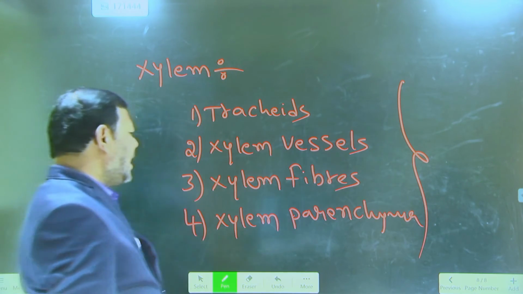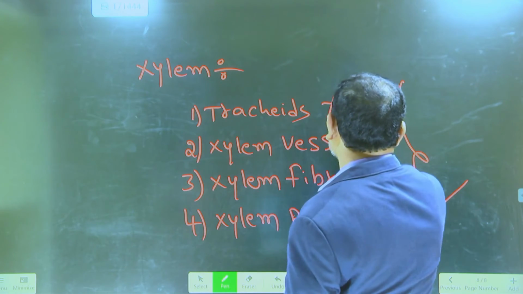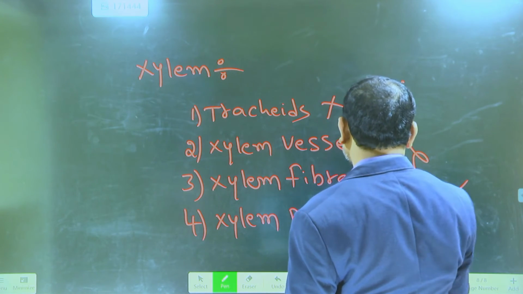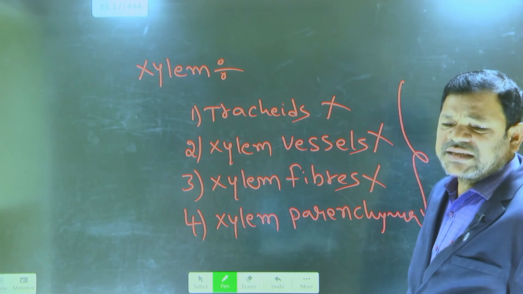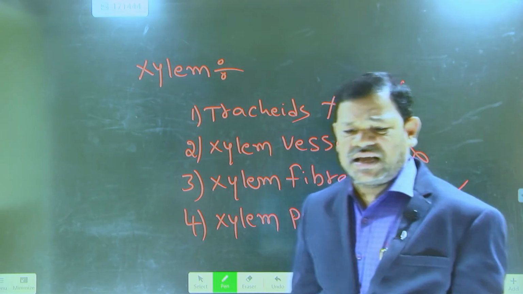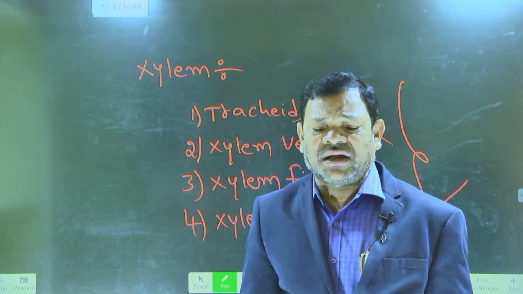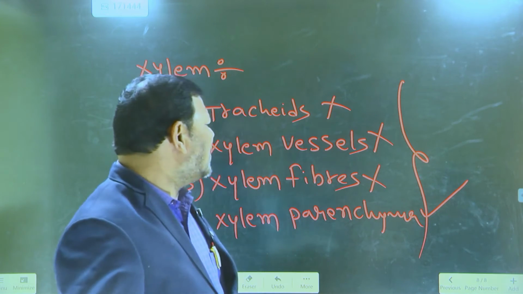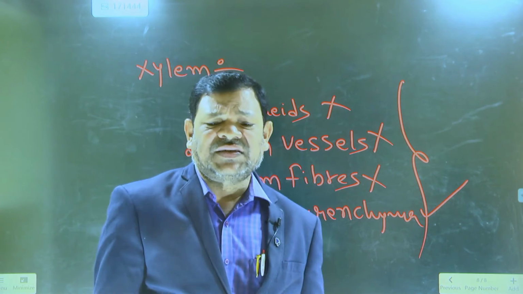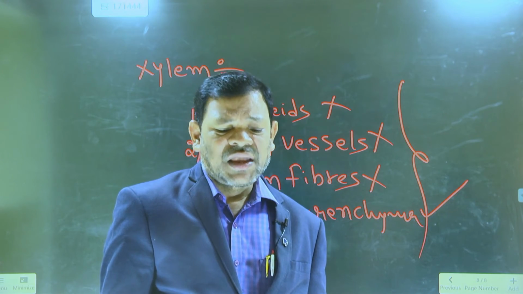In this, except the xylem parenchyma, tracheids are dead cells, xylem vessels are dead cells, and xylem fibers are dead cells. Only xylem parenchyma is the living cell. In competitive examinations, what is the living cell in the xylem? Xylem parenchyma is the living cell. Did you get it? Yes.